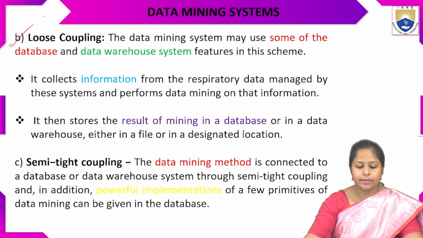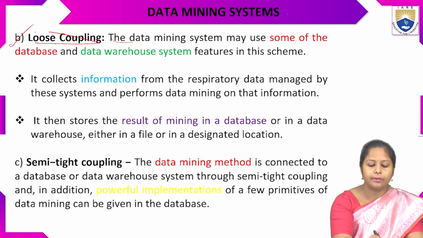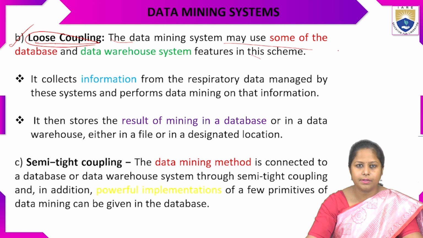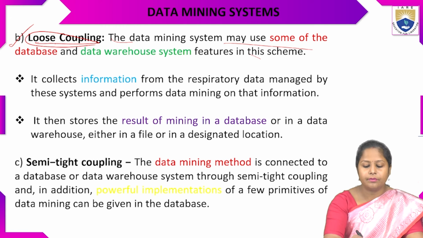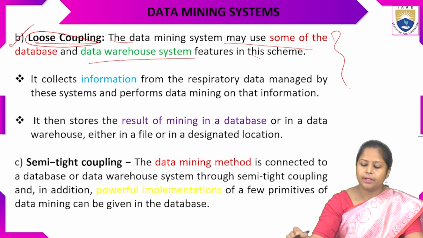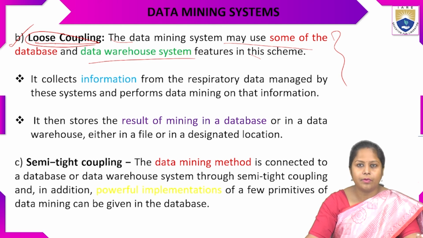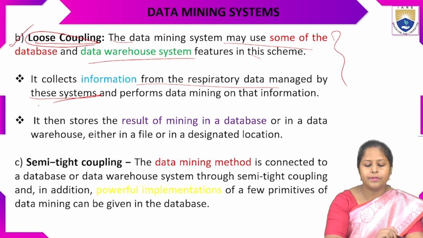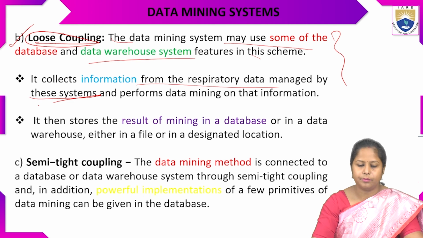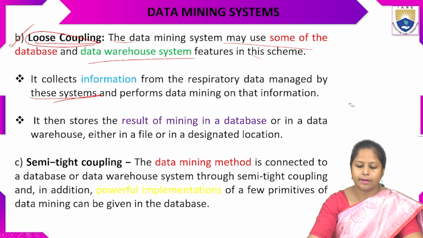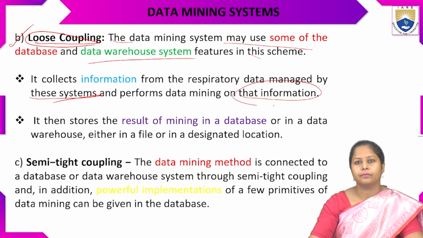Second integration scheme is loose coupling. In loose coupling, the data mining system may use some of the database and data warehouse systems to fetch data in the scheme. It collects information from the different repository data managed by the data warehouse system as well as from the database systems. After that, the system performs the data mining techniques to retrieve the information.